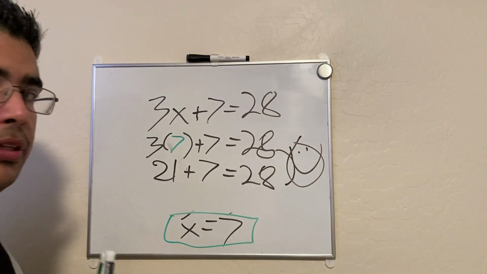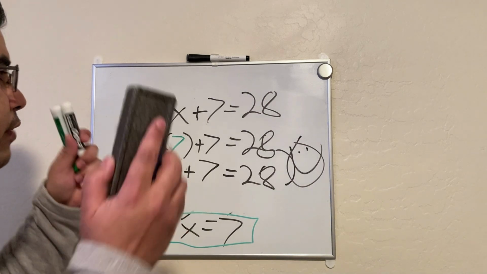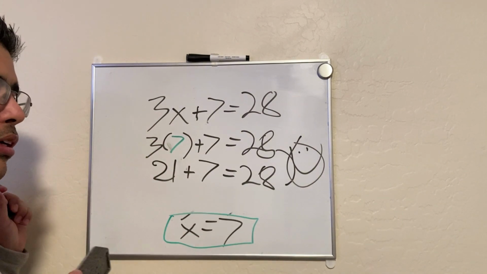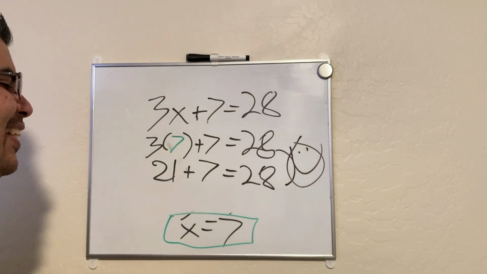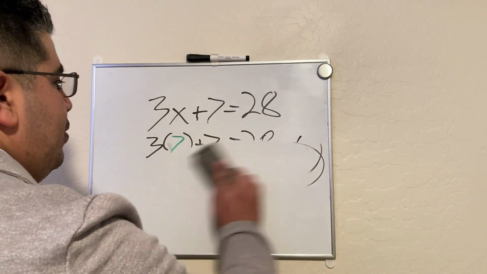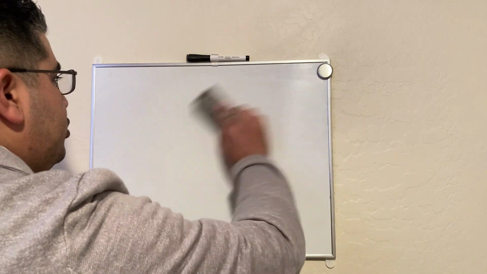So, two-step equations aren't too hard. Essentially, you have to add and subtract, and then you multiply and divide. All right. Think SADMEP. All right. Let's do one more.